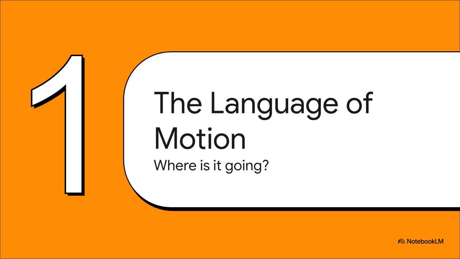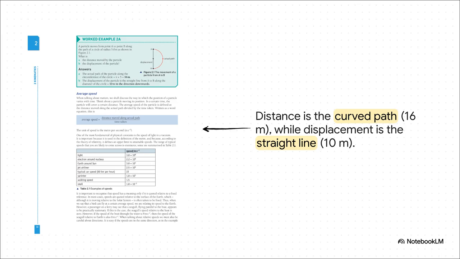Okay, so to get this right, we have to be super precise with our words. In physics, everyday words like distance and speed have really specific meanings that might be a little different than how you use them. So let's kick things off with the difference between distance and displacement. Imagine a little particle zipping along this curvy path from point A to point B. The actual full length of that winding journey, that's the distance. In this case, it's 16 meters.